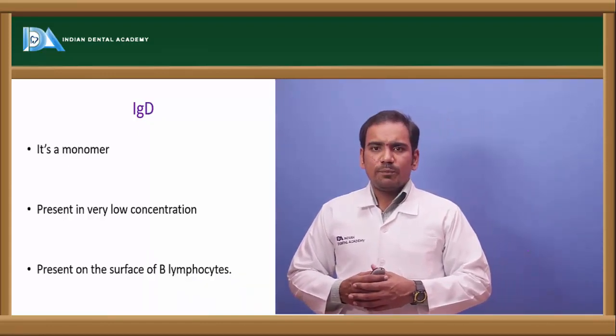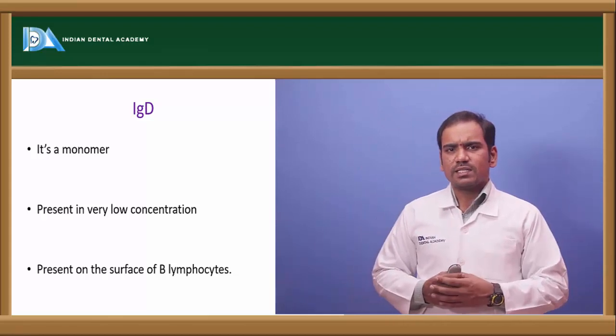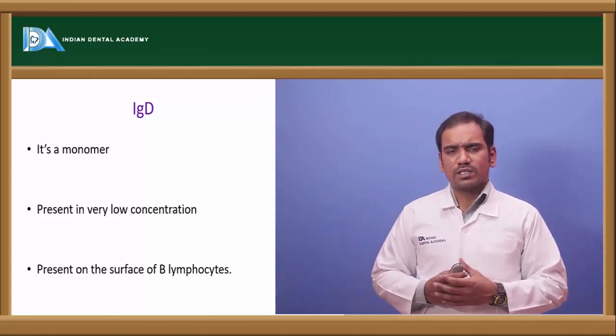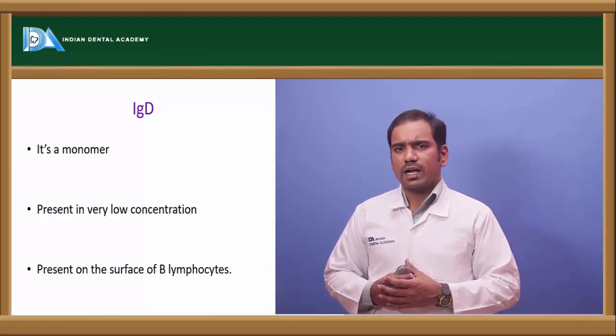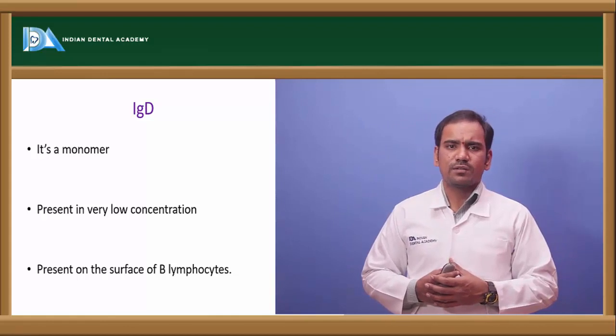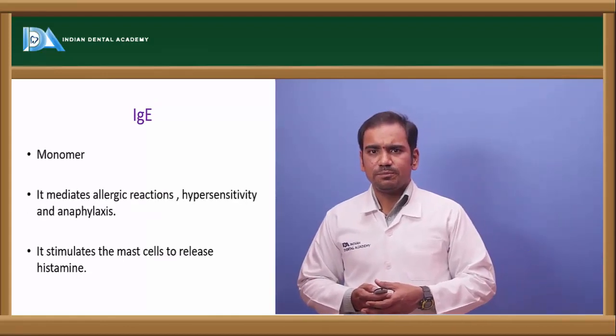Coming to IgD, it is present in very low concentration in the plasma, and there is no specific identified function of this IgD, but it is present on the surface of the B lymphocytes. Right? So this is about the IgD.